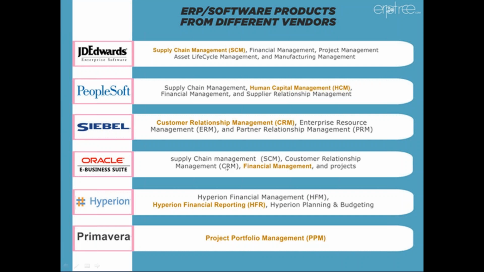If one client wants to implement ERP for their organization, which ERP do they have to choose? When you look at the specializations in each ERP, JD Edwards may be specialized in supply chain management, and PeopleSoft is very famous for HCM, human capital management. Siebel is famous for CRM, and Oracle E-Business Suite is famous for financial management. If one client wants to implement financials, HCM, CRM and SCM, which ERP do they have to choose?